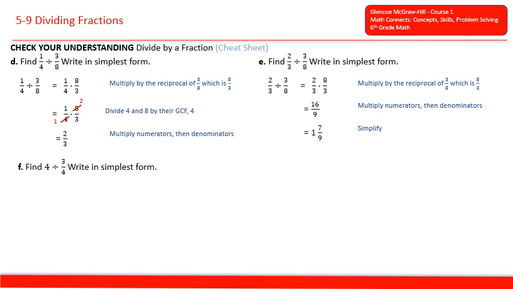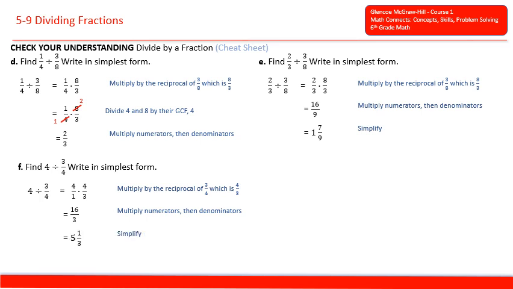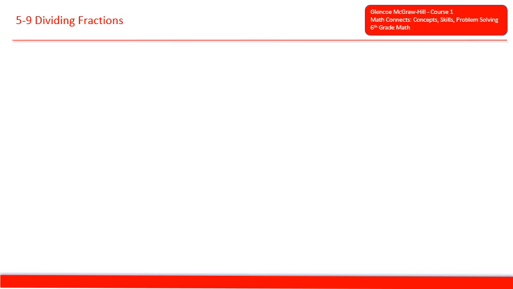Find 4 divided by 3/4, then write in the simplest form. We can rewrite 4 divided by 3/4 as 4 over 1 times 4 over 3, because we changed the whole number 4 into an improper fraction 4 over 1. We changed the division to multiplication so that we can multiply times the reciprocal of 3/4. So now if we multiply across, 4 times 4 is 16, 1 times 3 is 3, and then we can rewrite the improper fraction as a mixed number. And we know that 3 will go into 16 5 times with a remainder of 1, so we get 5 1/3.